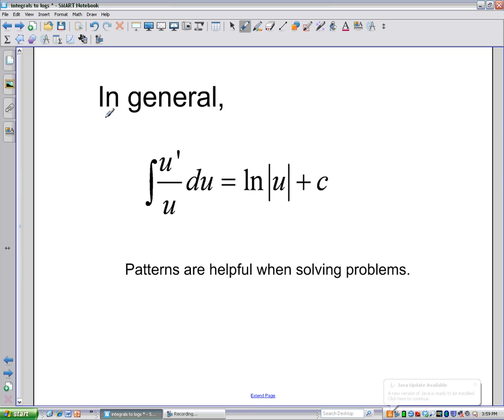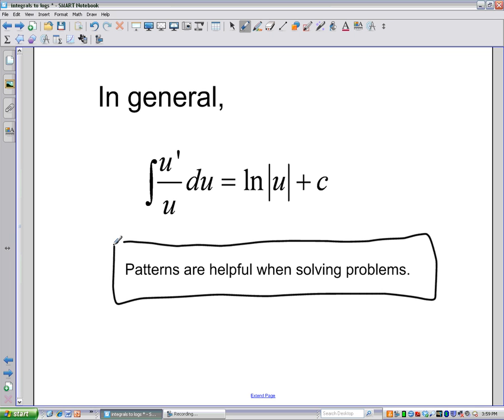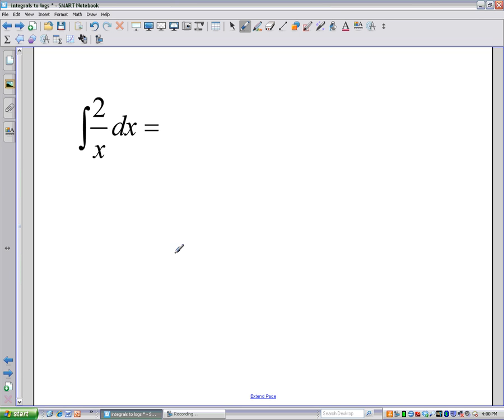And so in general, we're looking for patterns that show up as u prime over u, du. If we get that, then we end up with the natural log of u plus c as an antiderivative. Remember, an indefinite integral is just a family, and we use anti-differentiation to get there. So this is a new pattern we're going to look for as we work through integration. Everything in integration is about patterns. Here's one new one: u prime over u. That's what we're looking for. Let's look for it now.